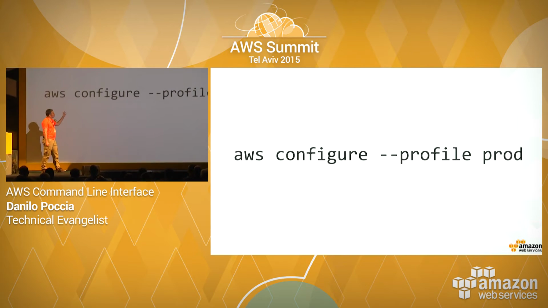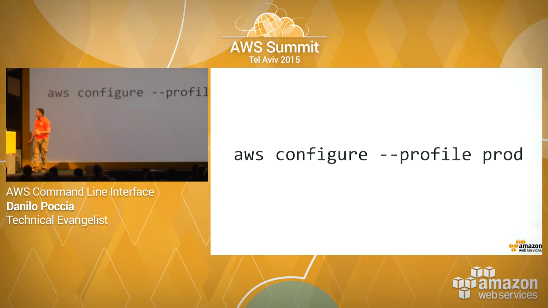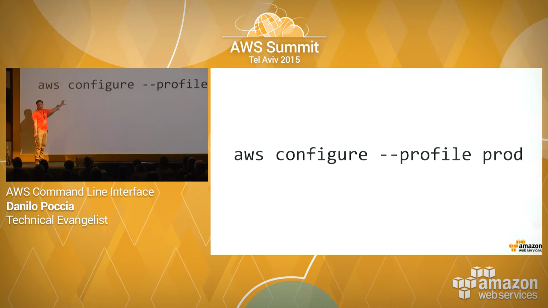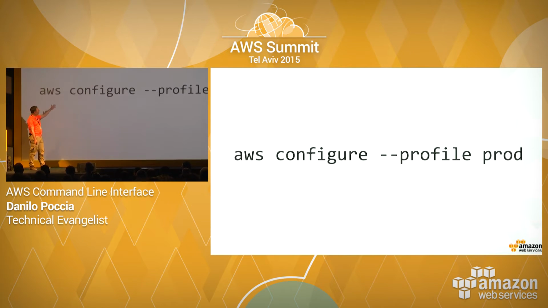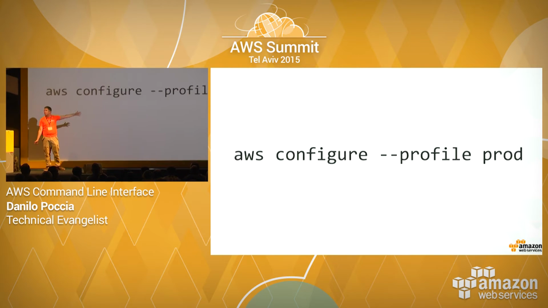In case you want to work with a profile, you just have to add the --profile option to the command line, and everything you do will be related to the specific profile. This is an example with configure, but exactly the same syntax works with any command. So if you want to describe the EC2 instances, it would be aws ec2 describe-instances, and then --profile.